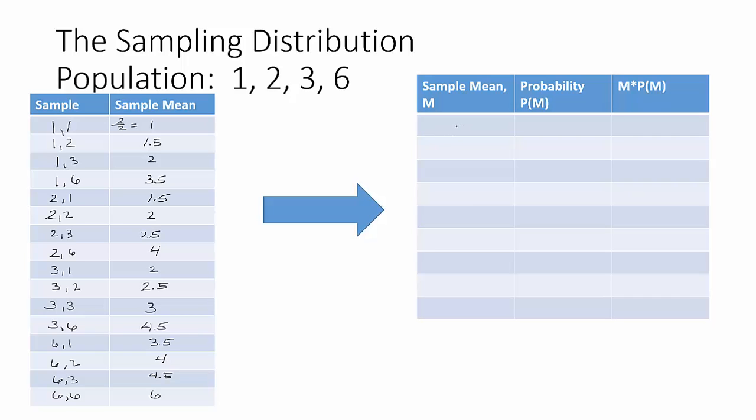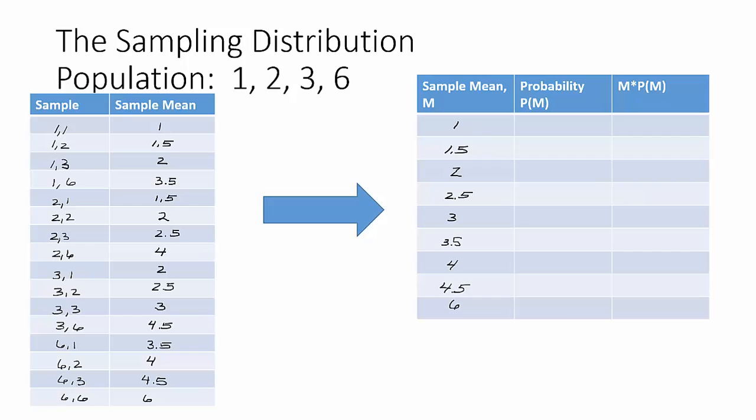So the different options, I have to list all of them, are 1, 1.5, 2, 2.5, 3, 3.5, 4, 4.5, and 6. Those are all the different means for a sample of size 2 that has been pooled from our original population. We're now ready to calculate the probability of each mean.